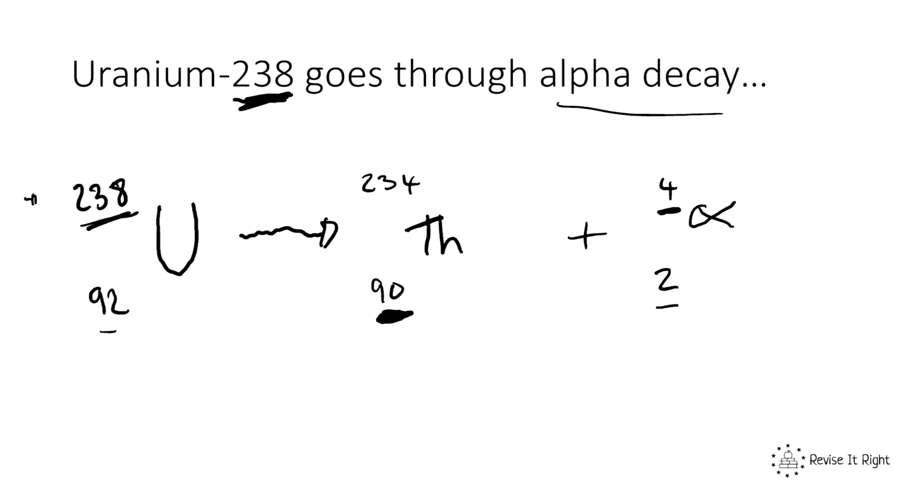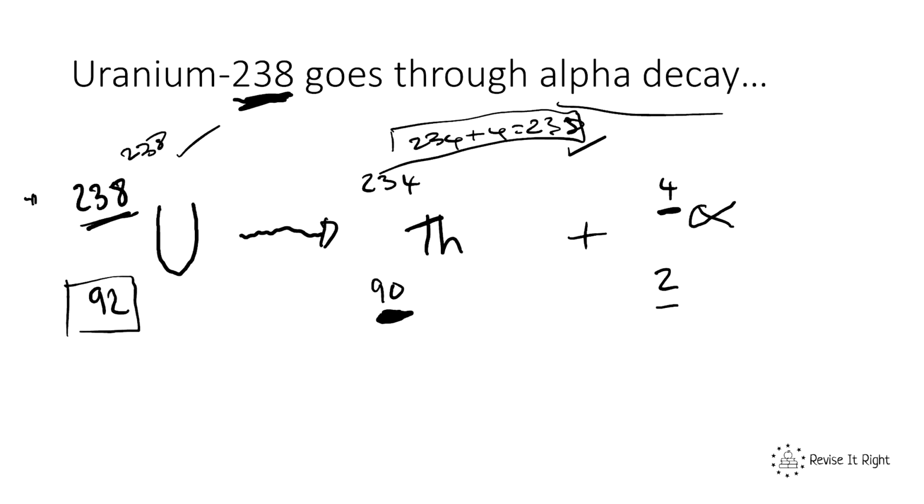And we can double check our work by checking that the mass and the atomic number is the same on both sides. So here we have 238, and here we have 234 add 4, which equals 238. So that is the same on both sides. And our atomic number, here we have 92, and here we have 90 plus 2, which equals 92. Therefore, our atomic number is the same on both sides.